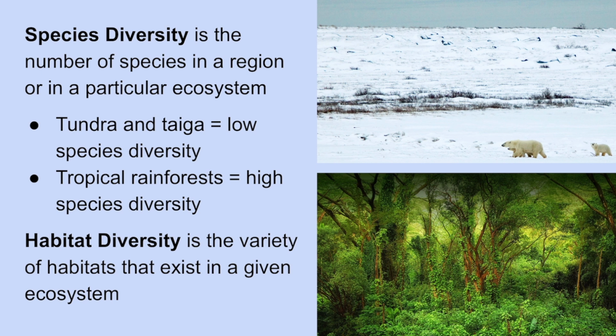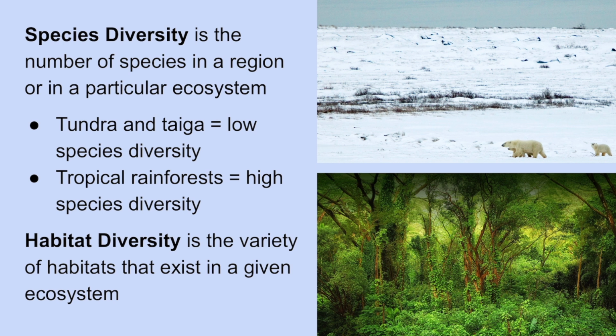So if we think back to our biomes, areas that have really extreme temperatures like the tundra and taiga have very low species diversity. You have to be a very hardy species with very specific adaptations to live in these areas, whereas areas that are generally warmer with more precipitation, like tropical rainforests, have very high species diversity. That's because there are lots of little niches or areas that organisms can specialize in that environment.